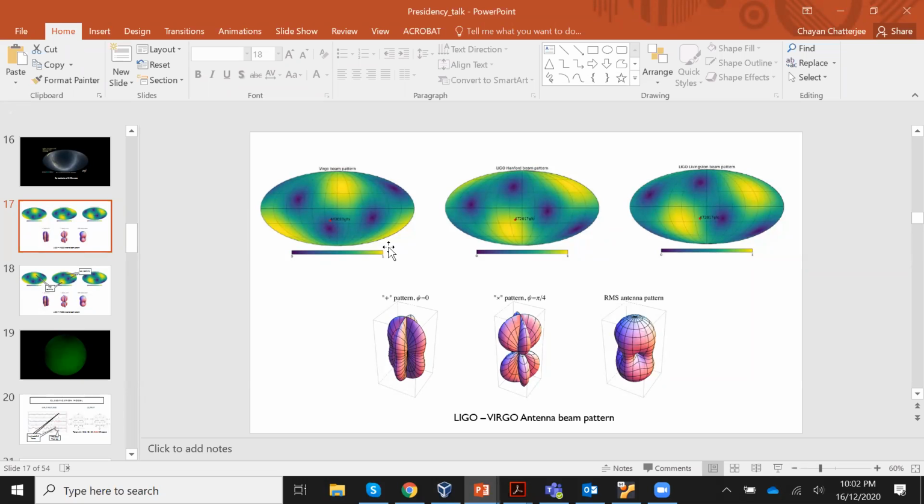Okay, we have a question from Shomendra. He says, does this method work for cosmological distances? I mean, can the sky localization be done independent of the distance of the GW source?